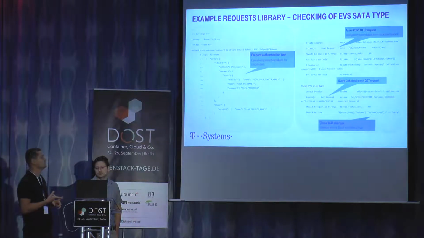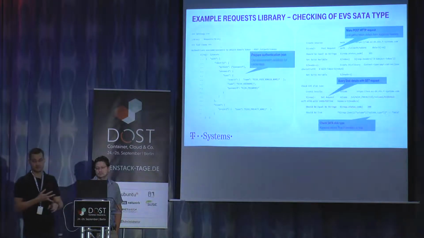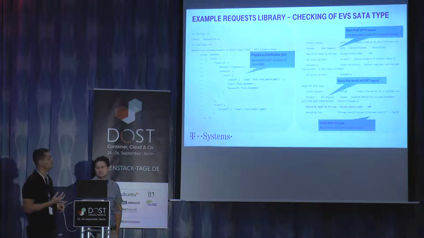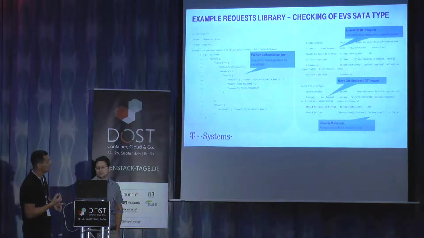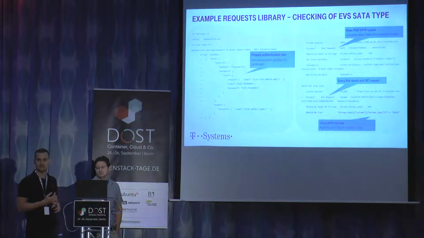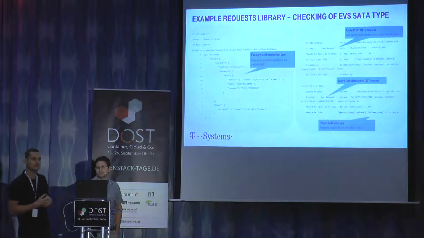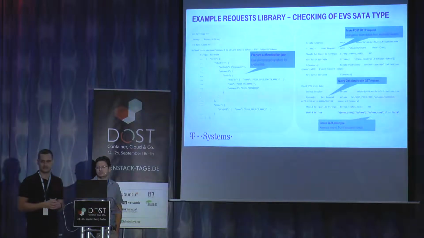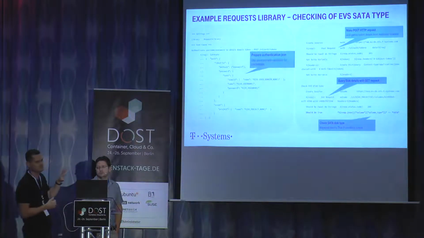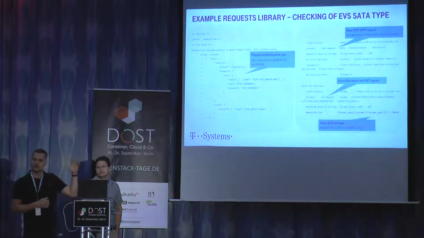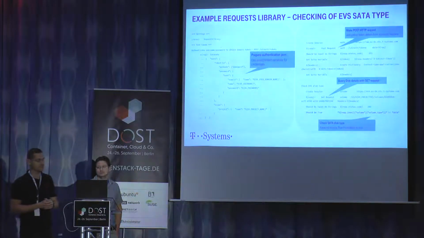We need a session with the proper endpoint. We need to issue a GET request against the endpoint. We need to check the return code, whether it succeeded. And at the very end, we need to check the volume type property, if it is SATA. If everything goes well, then in the end, we end up with a green test case. That's just fine, but we needed quite a lot of prerequisite steps to achieve this goal.